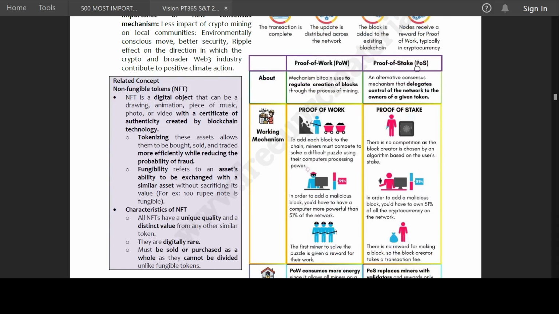Proof of work and proof of stake differences. Proof of work is the mechanism Bitcoin uses to regulate the creation of blocks through the process of mining. Proof of stake is an alternative consensus mechanism that delegates control of the network to the owners of a given token.